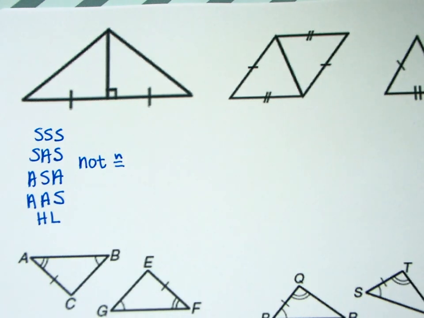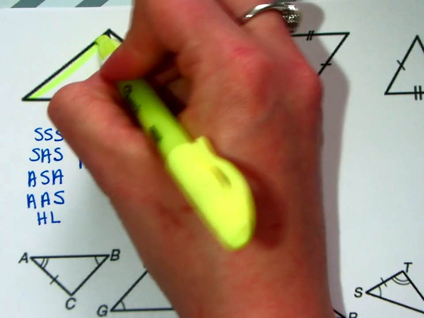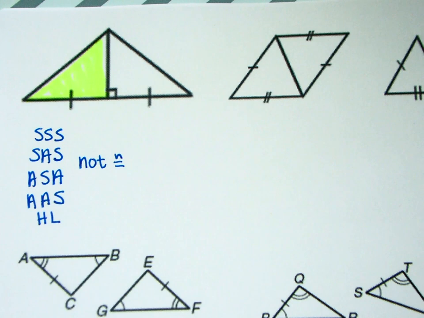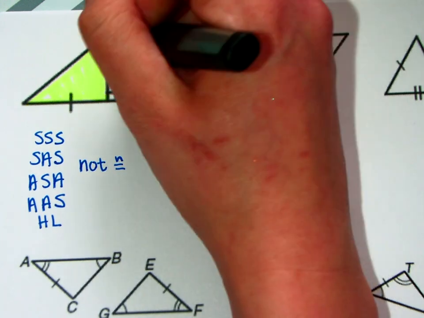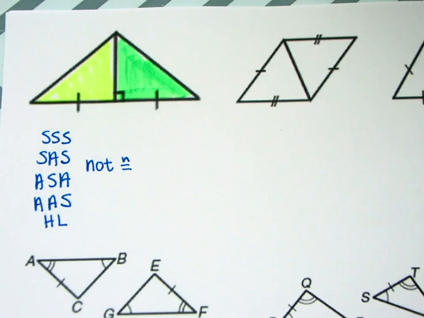So the first thing you're going to do is focus on your triangles. There are 2 triangles in this picture. You have a triangle here, and then you have a triangle on the other side. It is very, very important that you can see the 2 triangles that you're focusing on. If you can't see them, you're not going to be able to compare them.